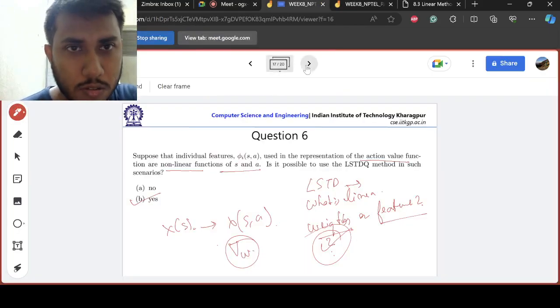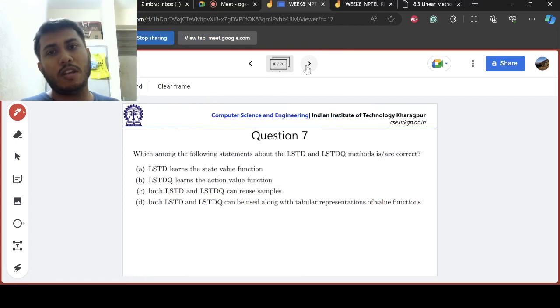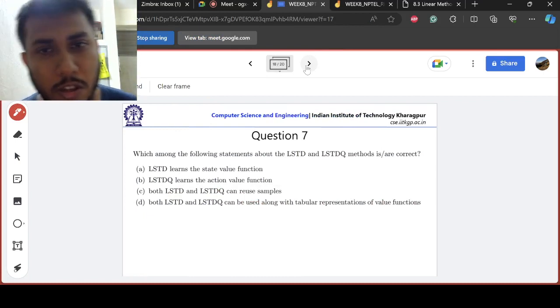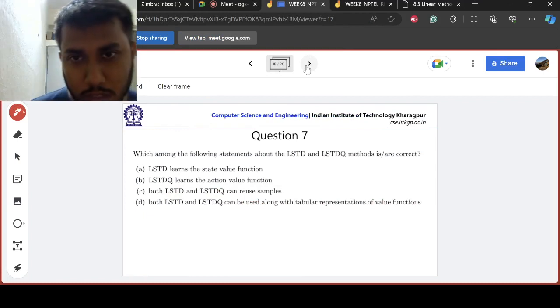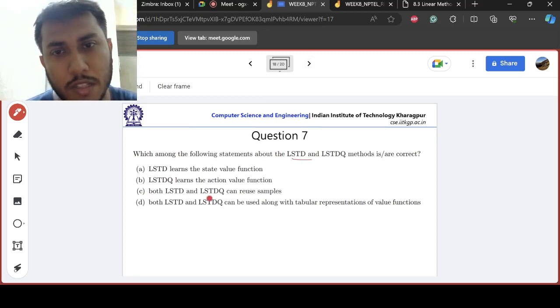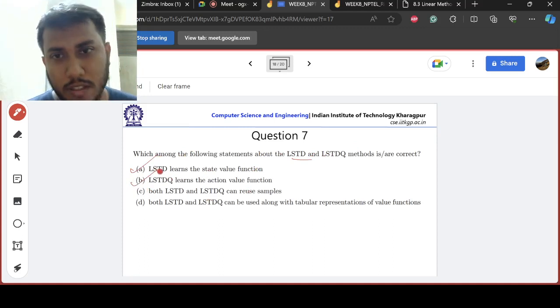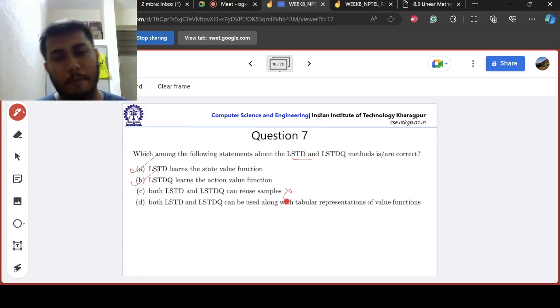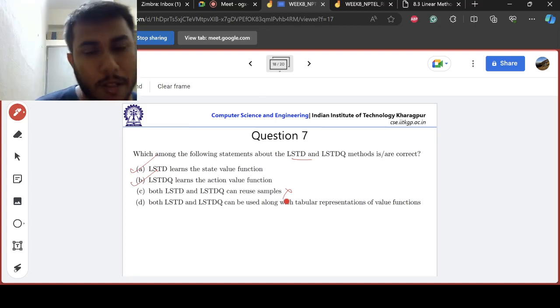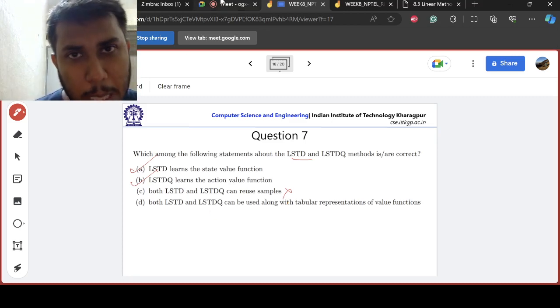Okay. So let's go to the next one. Which of the following statements about LSTD and LSTDQ are correct? So LSTD was state value function, right? LSTDQ was action value function, right? Both LSTD and LSTDQ can reuse samples. No, they cannot reuse samples. Once the sample is done, you generate a new sample. That's how you will get new data.